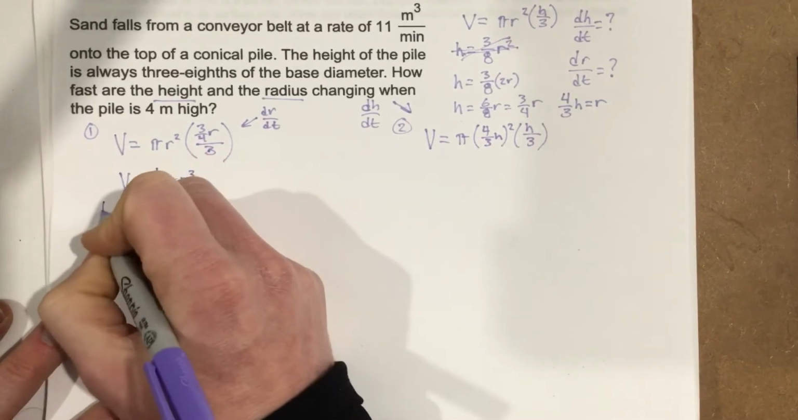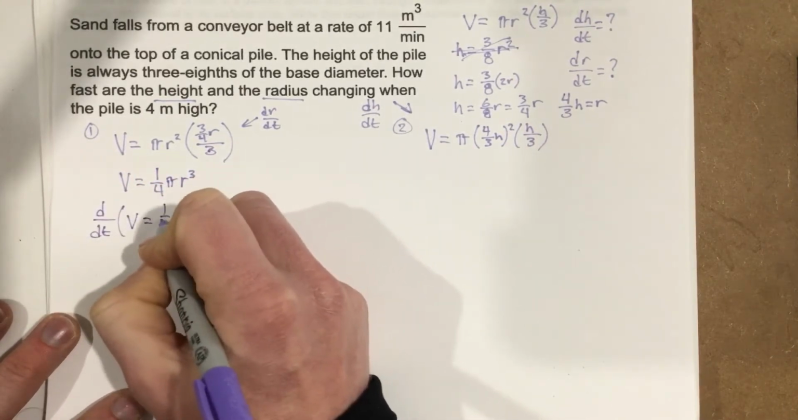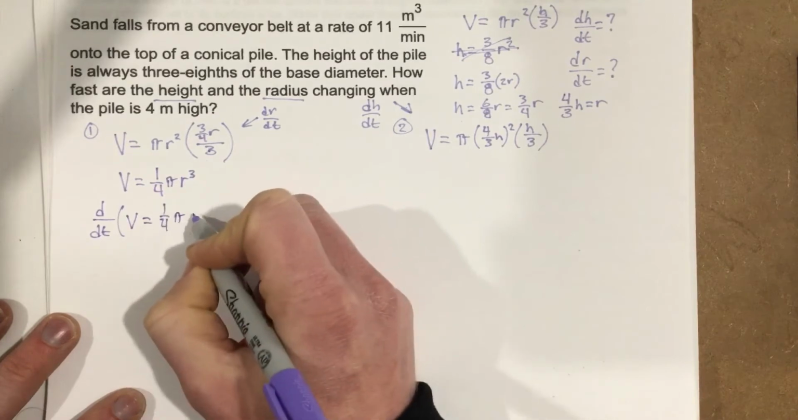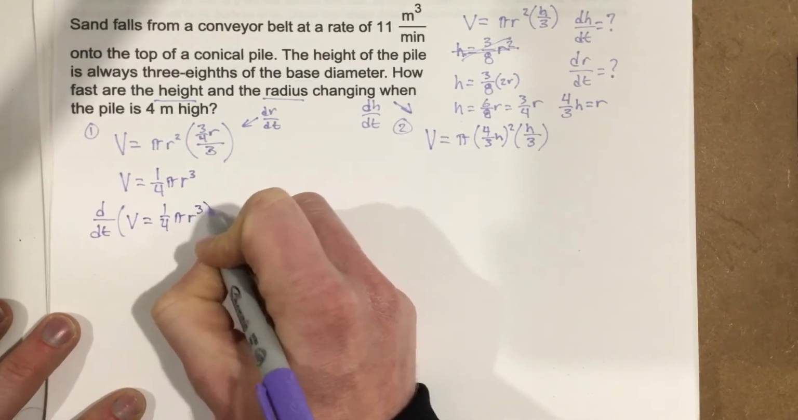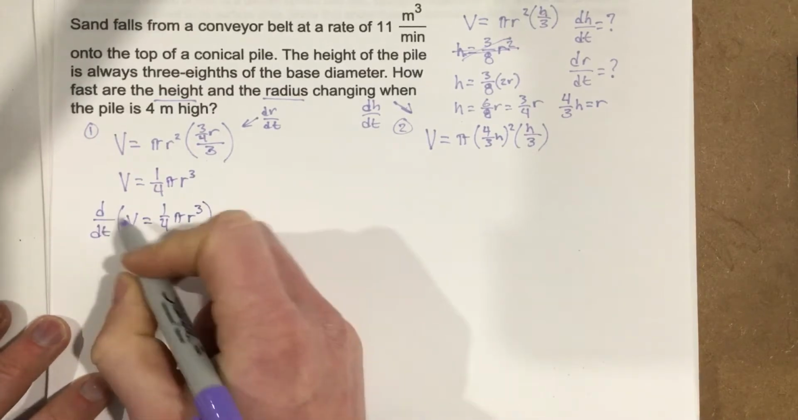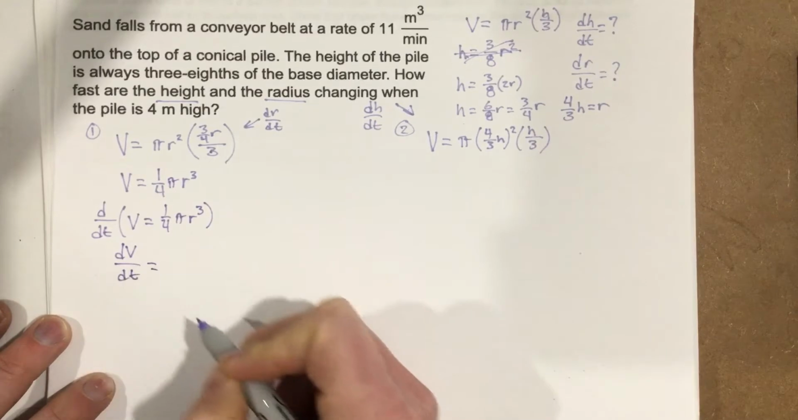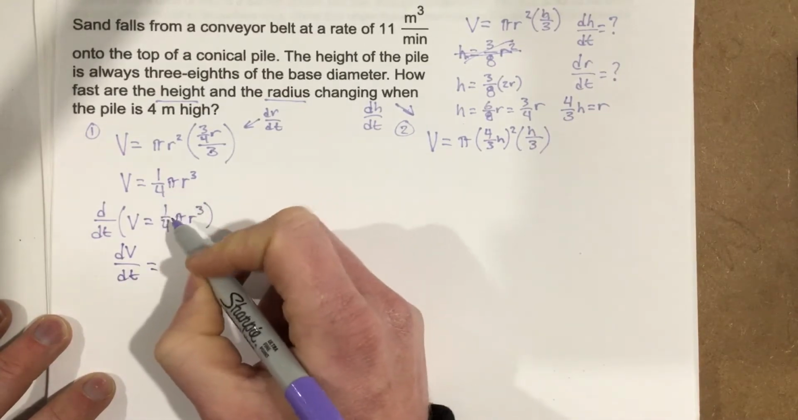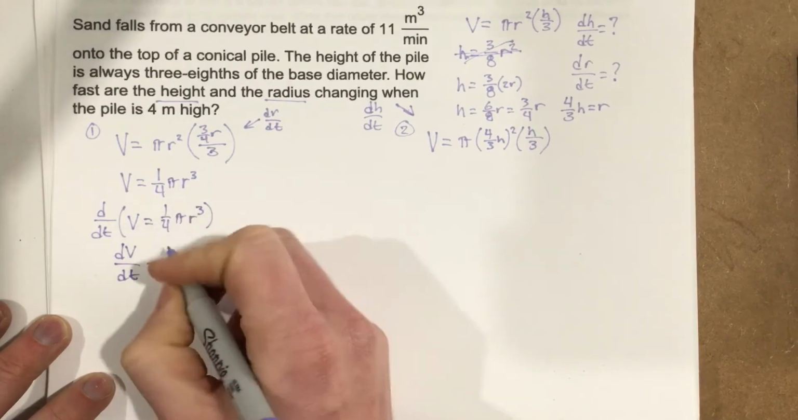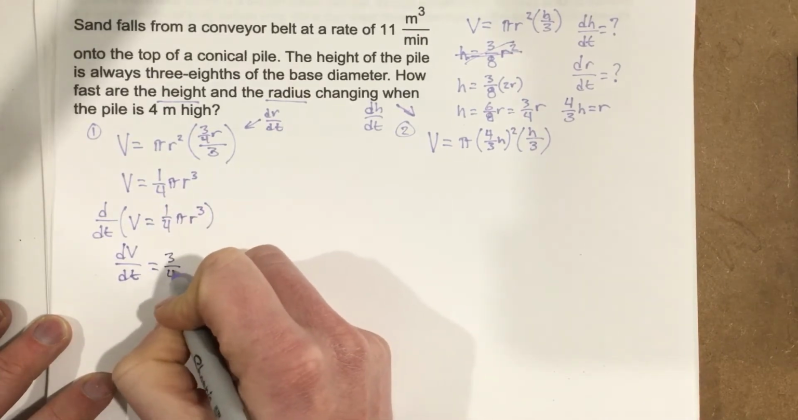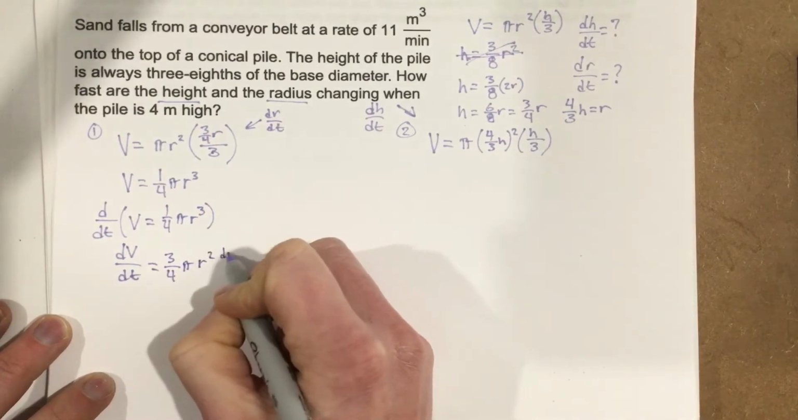Now we're going to do the derivative with respect to time of the volume equation. When we do the derivative here, we're going to end up with dV over dt equals, this will be the derivative on this side. We'll bring the 3 to the front, so we end up with 3 over 4 pi r squared dr over dt.